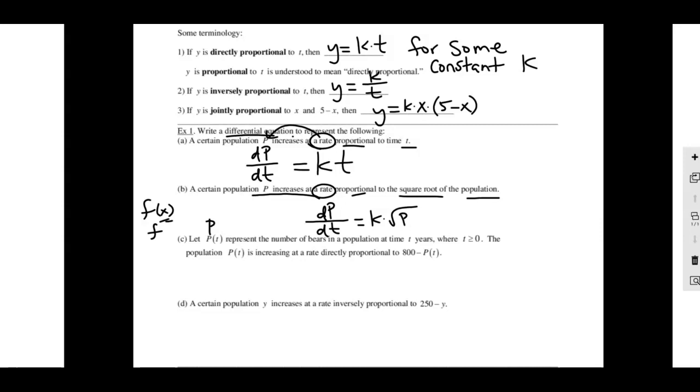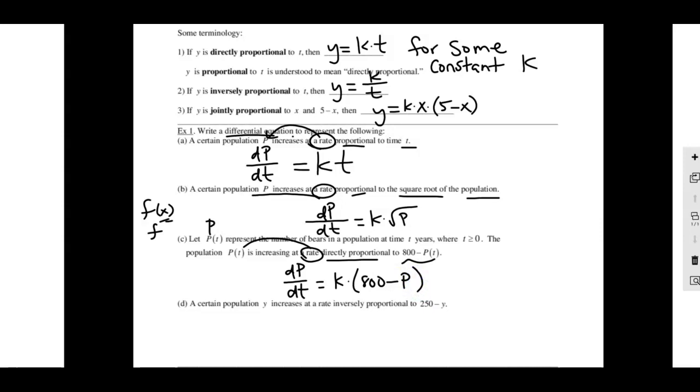So let P represent the number of bears in a population at time T years, time greater than or equal to 0. Population P is increasing. Again, it's the rate of P, and that's directly proportional to 800 minus P. So here the rate of P, dP dt, is going to be directly proportional, so K times 800 minus P.